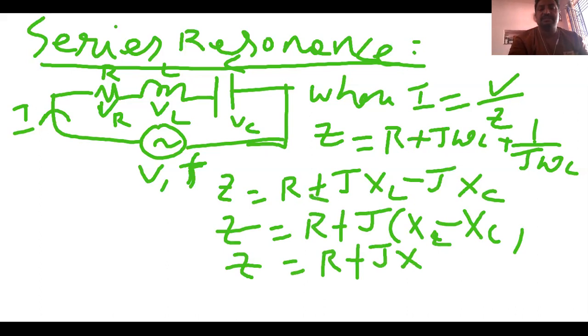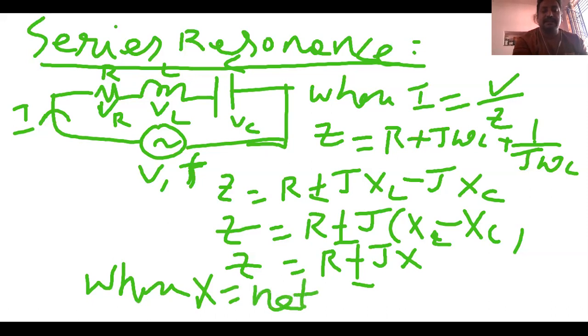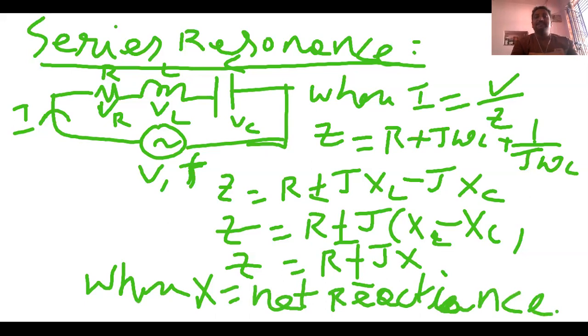So Z is equal to R plus j into X. Here we go ahead as a plus or minus, depending on the values of XL and XC, where X is the net reactance. If this net reactance is 0, at that condition the frequency is called the resonant frequency. So that is the resonance frequency. Now we'll continue with this.